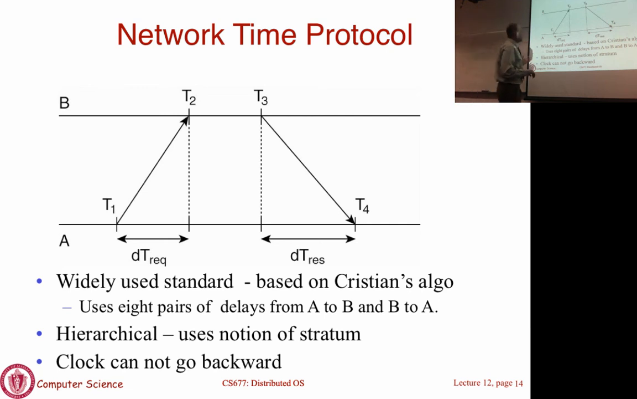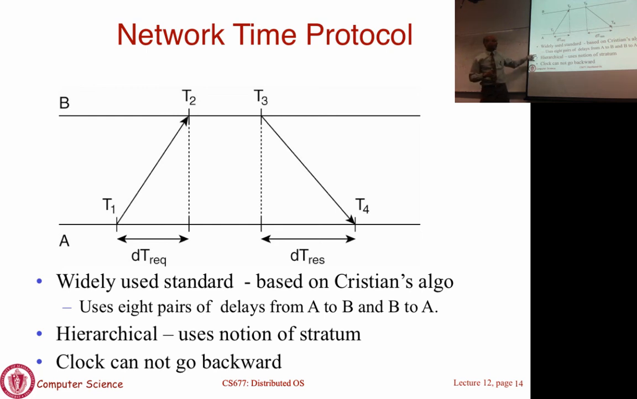Now there are two important points. First is, it is a basic version of Cristian's algorithm, but it uses 8 measurements. Rather than asking this once, you ask it 8 times. You estimate the time T1 where you send the message, time T4 where you receive the message, and then you basically take half of that value to be the propagation and processing delay. But you do this 8 times, so you get good estimates. So that's one important addition they make.